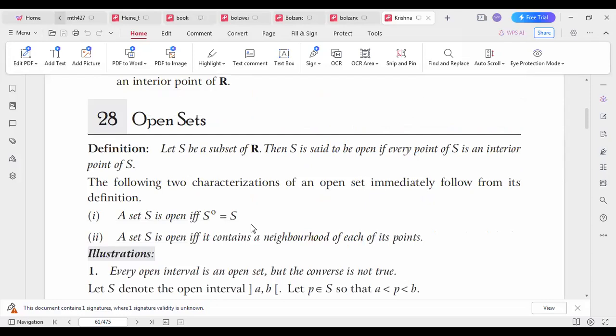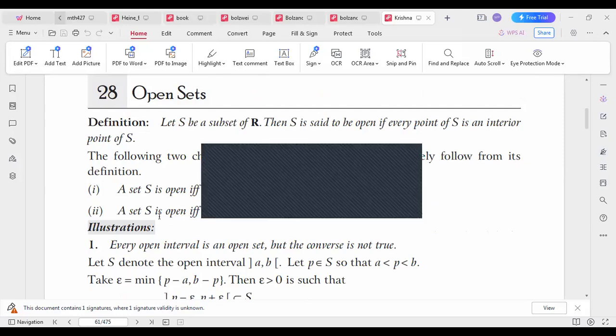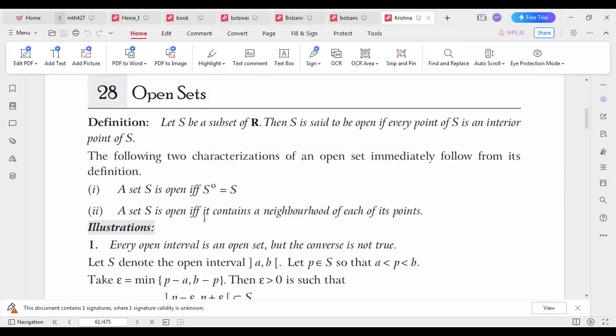Now, what will be the open set? Let S be a subset of R, then S is said to be open if every point of S is an interior point of S. The following two characterizations of an open set immediately follow from the definition. A set S is open if and only if interior of S equals S. So a set S is open if and only if it contains a neighborhood of each of its points.